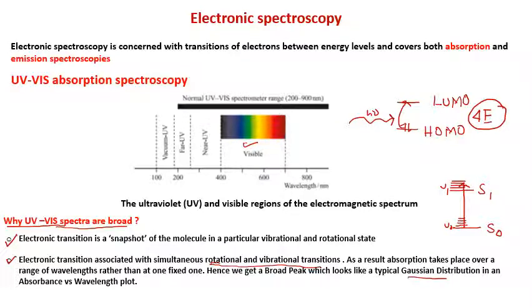When you plot a UV spectrum, absorption versus wavelength, you will see that very broad band. So this is like a Gaussian distribution pattern in the absorption versus wavelength plot, and it will consist of several such transitions, including vibrational transition and rotational transition.